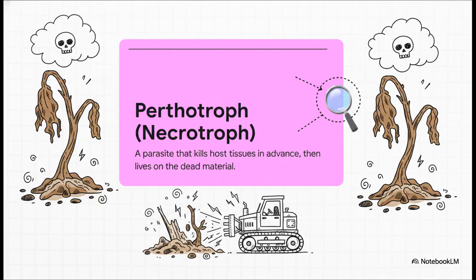And then you have the complete opposite, the necrotroph. This one is the demolition crew. It doesn't need a living host at all. In fact, it does the opposite. It kills the plant's tissues first with toxins, and then it just moves in to feed on the dead, decaying stuff. It's a total brute force attack.